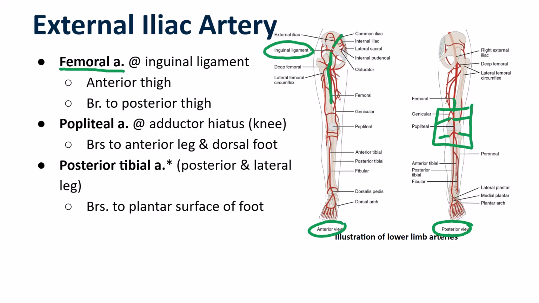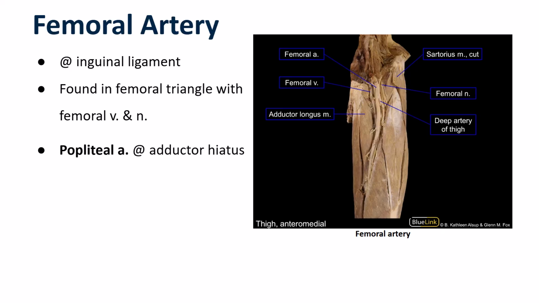There will be a major branch to the anterior compartment of the leg that goes down and also serves the dorsal foot. And the larger branch will be the posterior tibial artery, which we can see continuing on down here. That posterior tibial artery serves the posterior and lateral compartments of the leg. It will also throw off branches to the medial and lateral foot that have an anastomosis, so it will serve the plantar surface of the foot as well.